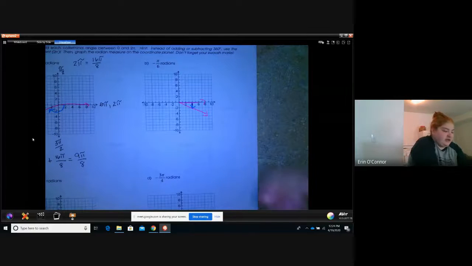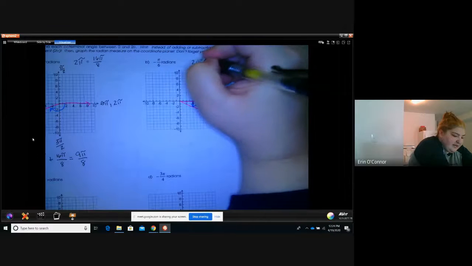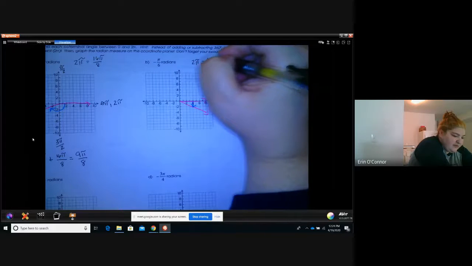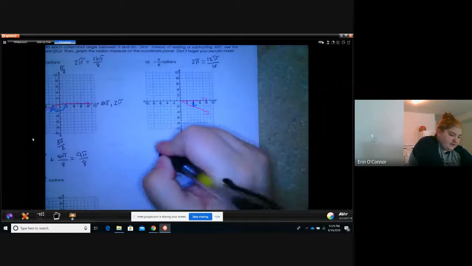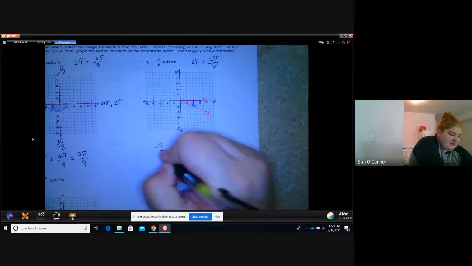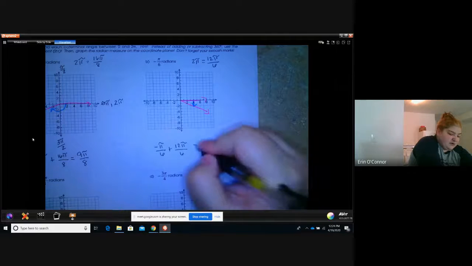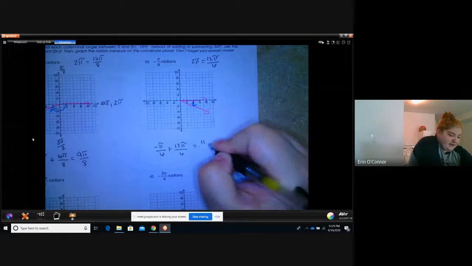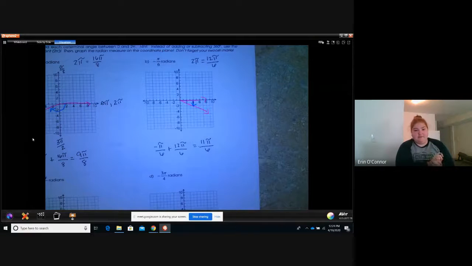So now we need to find the coterminal angle or the reference angle. So 2 pi in this case, because we're over 6, is going to be 12 pi over 6 because it has to have the same denominator. So we have negative pi over 6 plus 12 pi over 6. Negative 1 plus 12 is 11. And then we have 11 pi over 6. So that is my coterminal angle here.